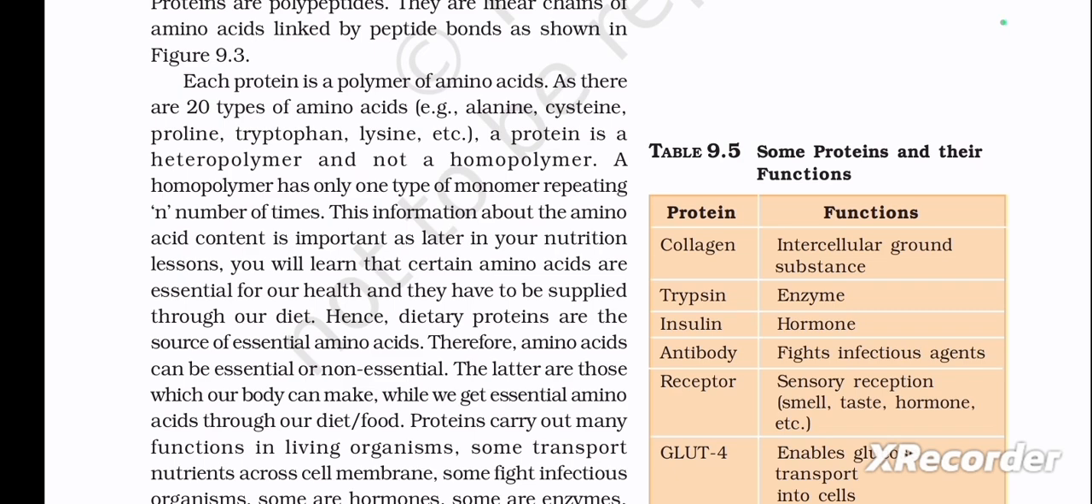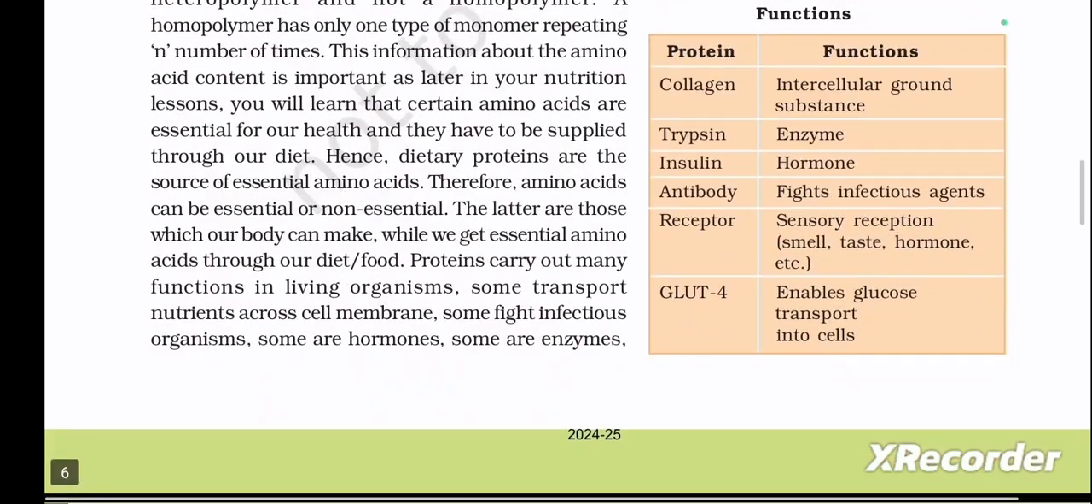Protein collagen and the function of this collagen is intercellular ground substance. Next protein trypsin. Its function is it's an enzyme. Insulin, it's a hormone. Antibody fights infectious agents. Receptor, sensory reception, that is smell, taste, hormone, etc. GLUT4 enables glucose transport into cells.